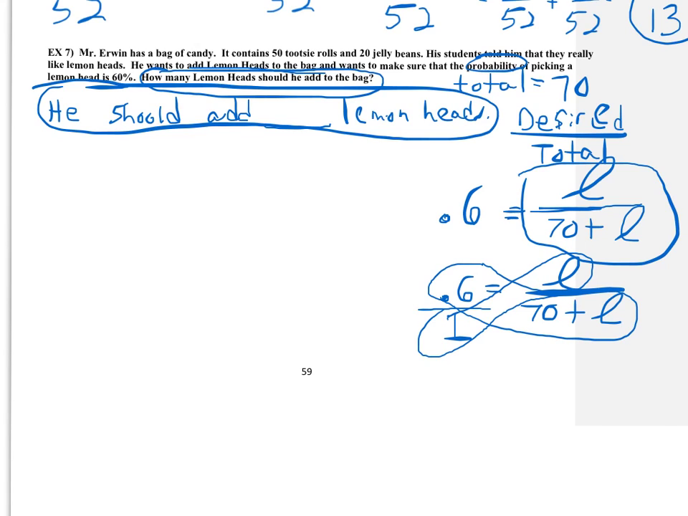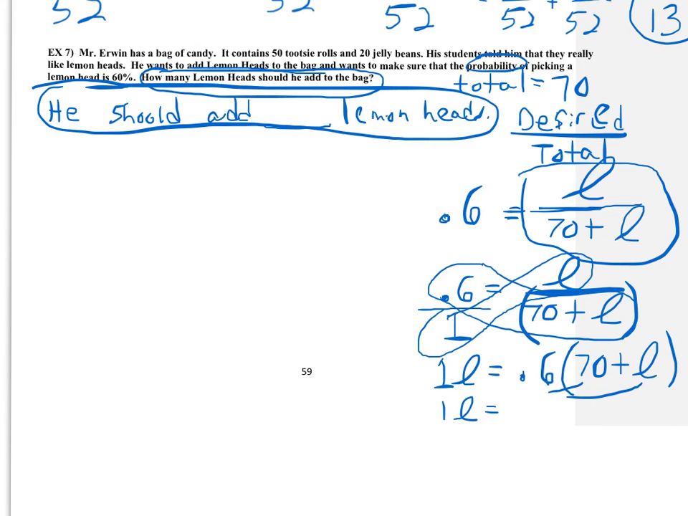Now, 1 times L is just 1L, and that equals, now here's the tricky part, we have to do 0.6 times this entire thing. So we show 0.6 parentheses 70 plus L. Now go ahead and use the distributive property on that, distribute this, and then rewrite it. When you do that, you get 1L is equal to, what does that equal? 42 plus 0.6L.